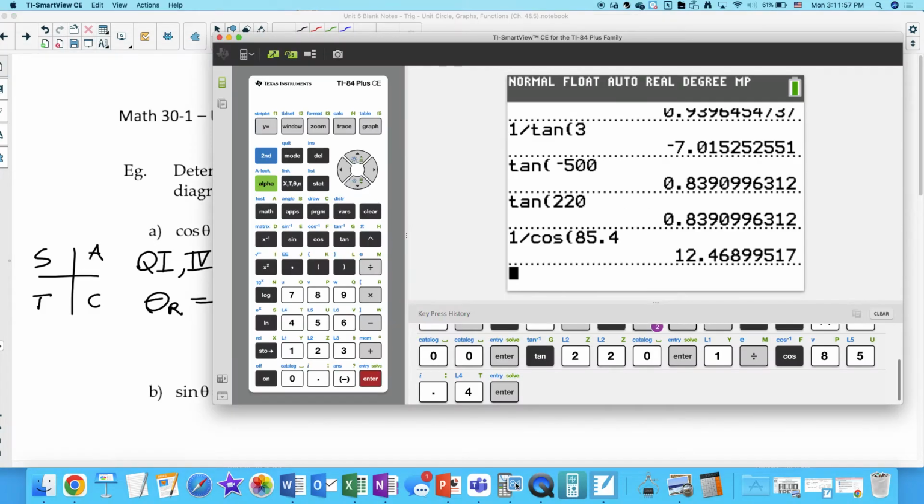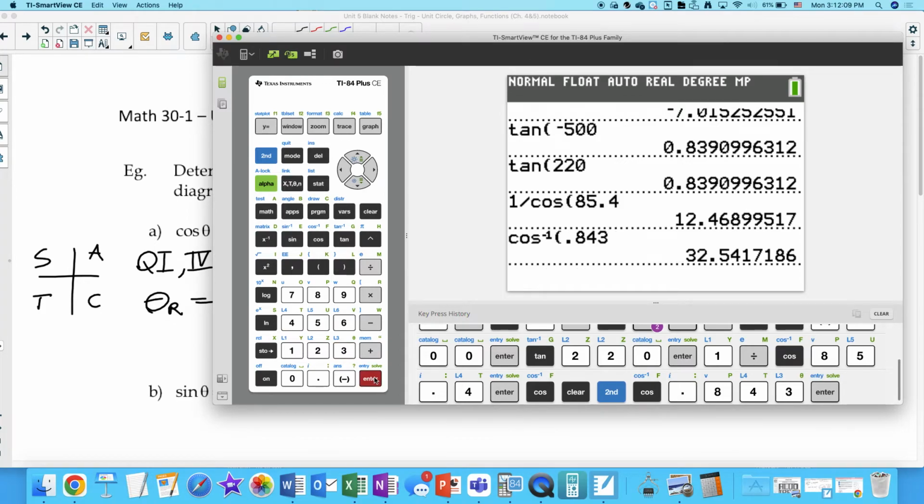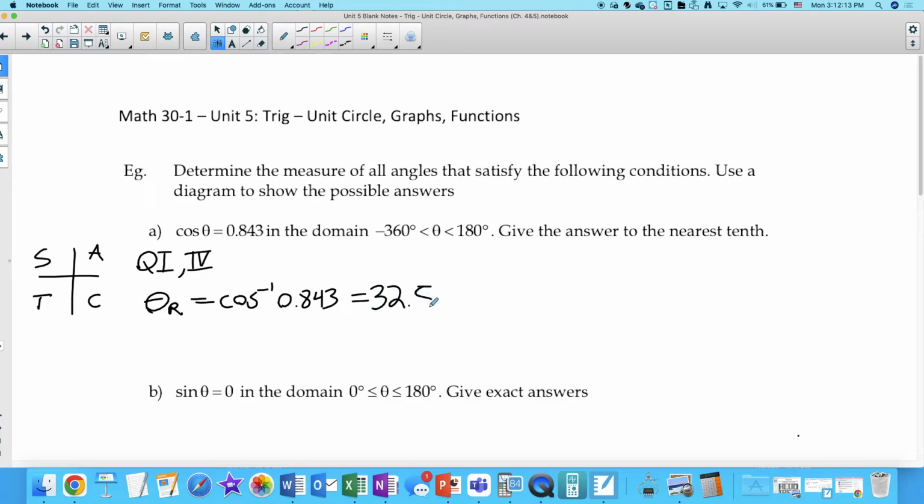So I've got to go second, cos inverse of 0.843. Okay, 32.5 degrees. Now I can start to draw a picture and work with the domain that I'm given. So that's 32.5 degrees, but then I also have this angle here. The way that I personally like to do it is start with the principal angle and then add multiples of 360 to each so that it meets the conditions of your domain.